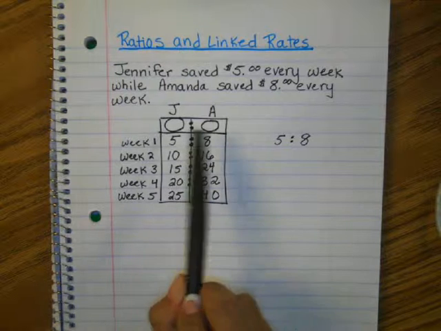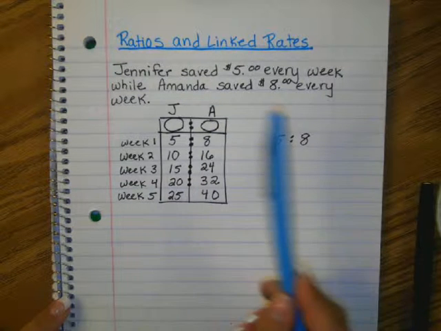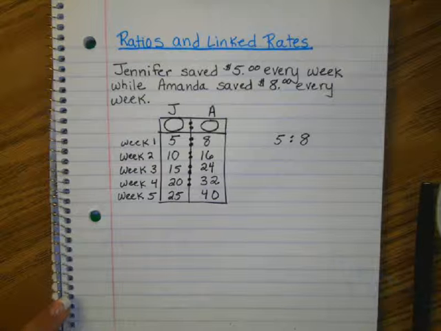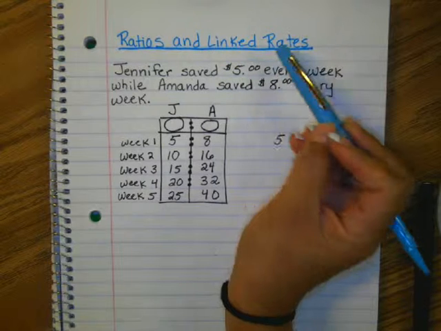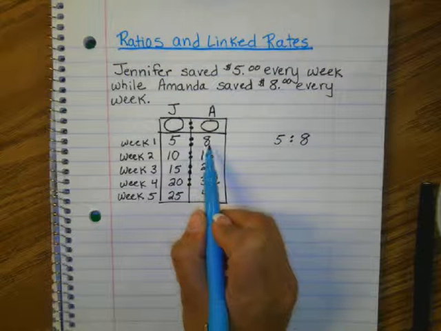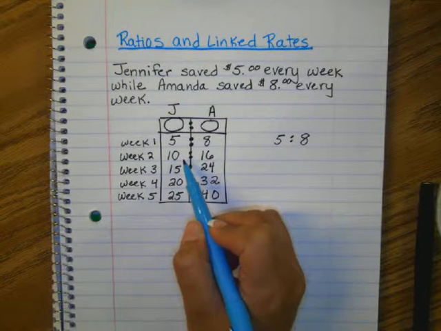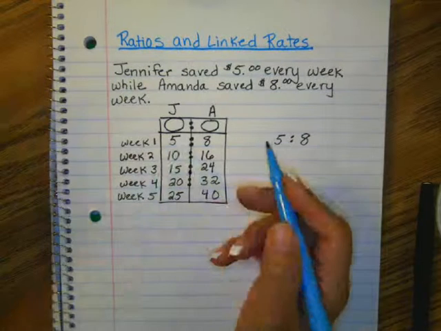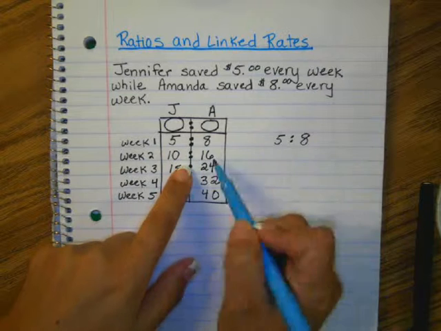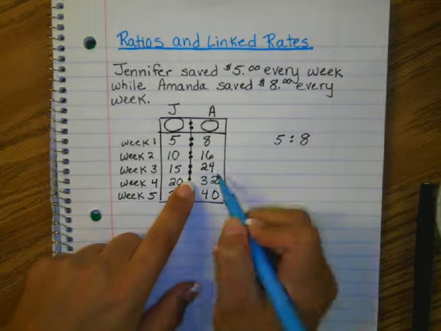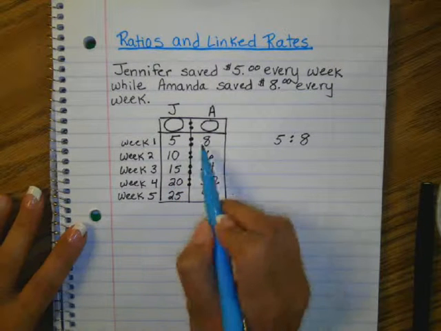And the circles at the top, that's the ratio that goes with our table. When we're trying to figure out a ratio, which is a linked rate, we're not going to go across like we did with the rate table. We're actually going to go down. That's the difference. Because how do I go from 5 to 8? Plus 3. How do I go from 10 to 16? 15 to 24. Yeah, there's no connection to a ratio table if we go across.